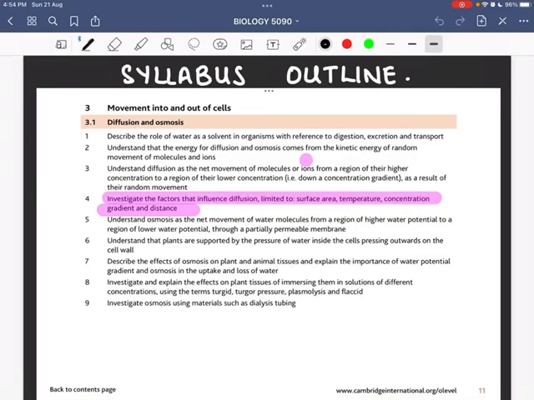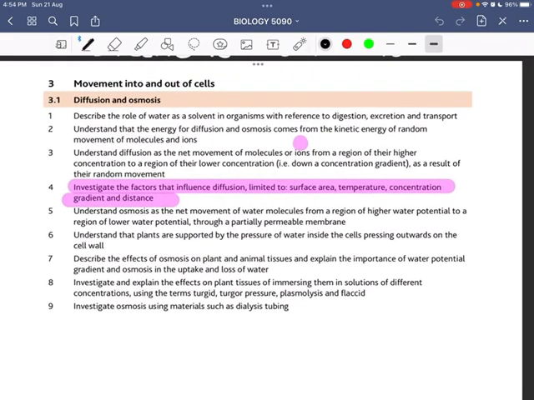Assalamu alaikum. Hello everyone. Today I will be starting the fourth learning outcome under the topic of Unit 3.1, which is diffusion and osmosis. So let's start.